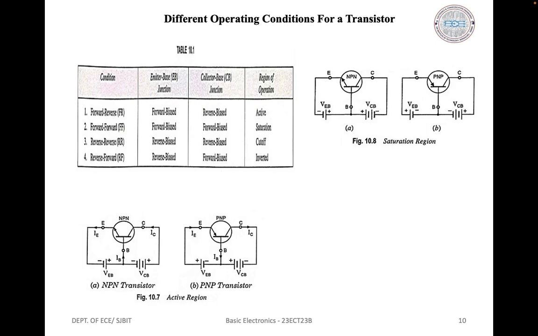When the emitter base junction is forward biased and the collector base junction is also forward biased, both the junctions are forward biased, it is said to be operated in the saturation region. When both the junctions are reverse biased, it is said to be operated in cutoff. When the emitter base junction is reverse biased and the collector base junction is forward biased, it is said to be operated in the inverted region.